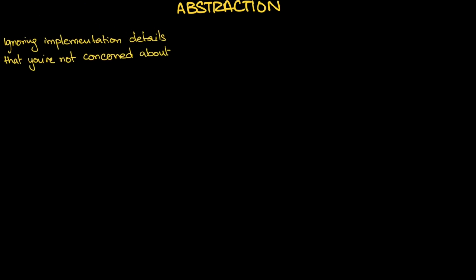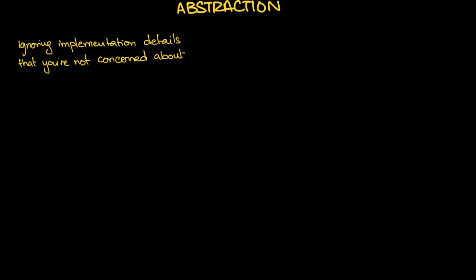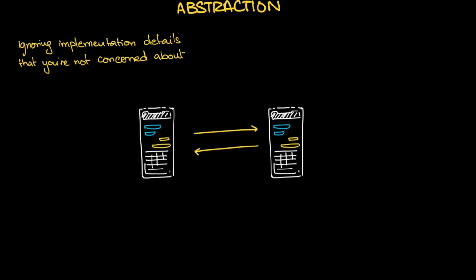So let's begin. Abstraction is what we call it when we ignore implementation details that we're not concerned about. That's a pretty vague definition, so I'll help clarify it. Let's think of an example. Let's say you're texting your friend. So let's say this is you and this is your friend.